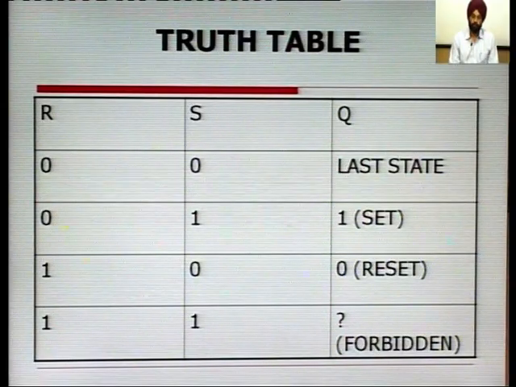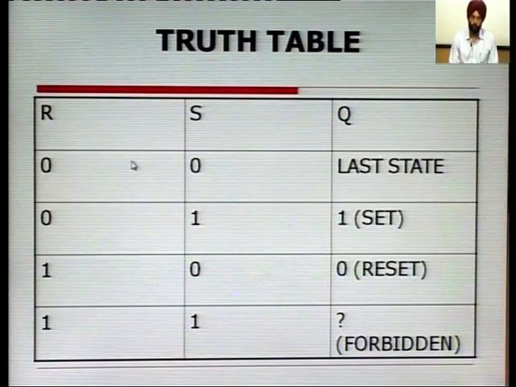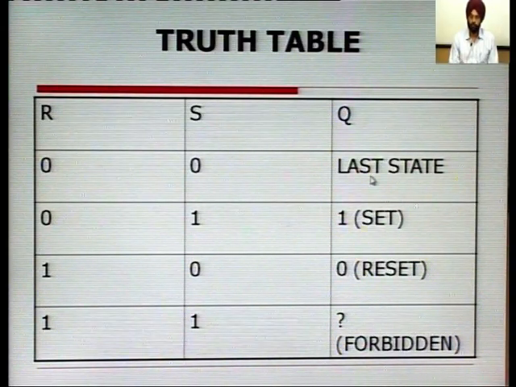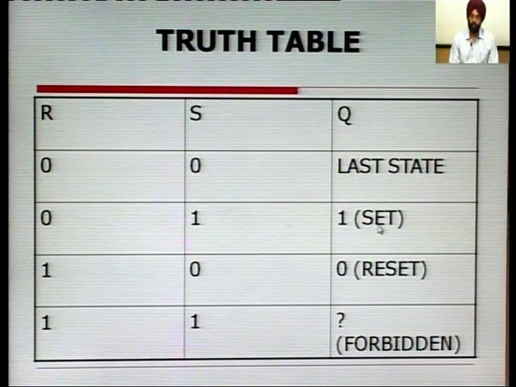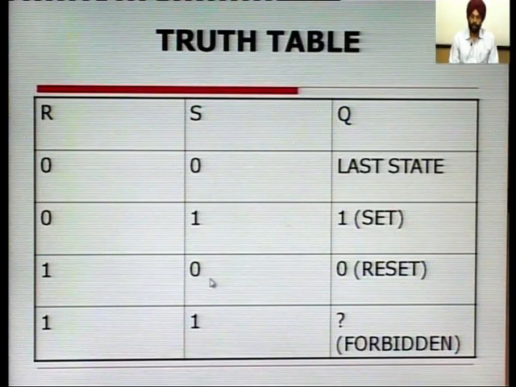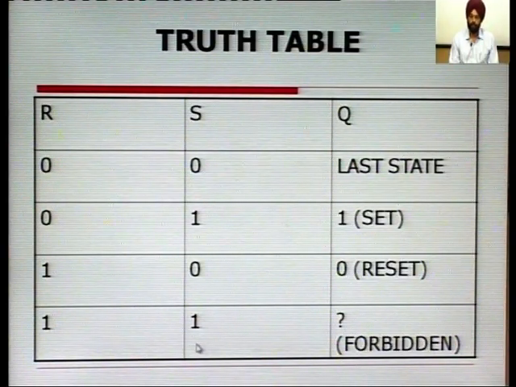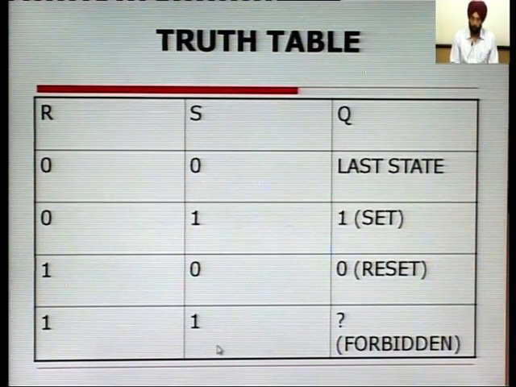Here we have shown the truth table for the NAND gate flip-flop. With both inputs 0, the flip-flop stays in the last value. If the R input is 0 and the S input is 1, it will take the flip-flop into the set state. If R is equal to 1 and S is equal to logic 0, then it will be reset, and when both inputs are 1, this is a forbidden state which must be avoided at all times.